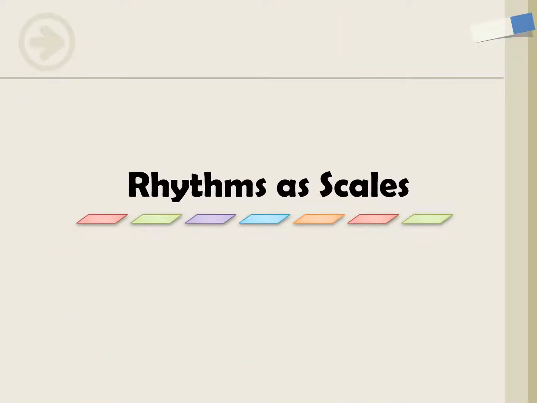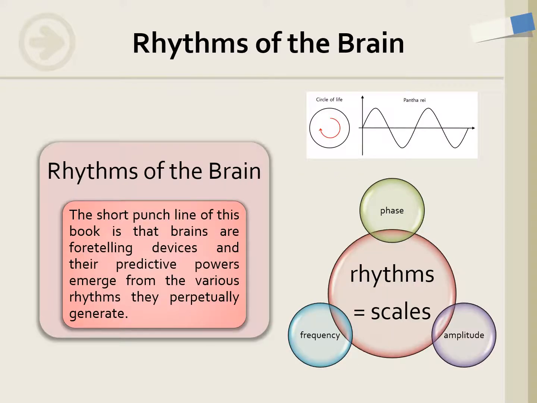Rhythms as scales. This sentence is from the book Rhythms of the Brain. The short punchline of this book is that brains are foretelling devices and their predictive powers emerge from the various rhythms they perpetually generate. Sine wave is one of the simplest forms of rhythm.